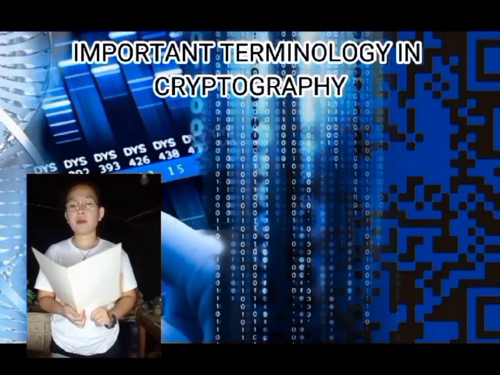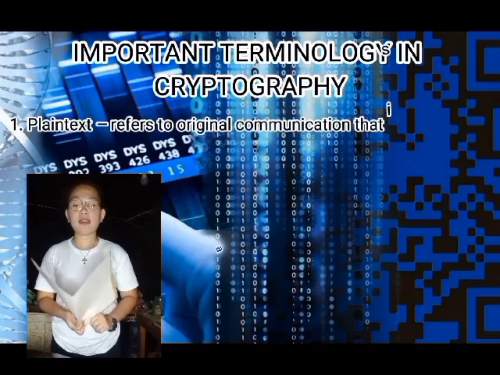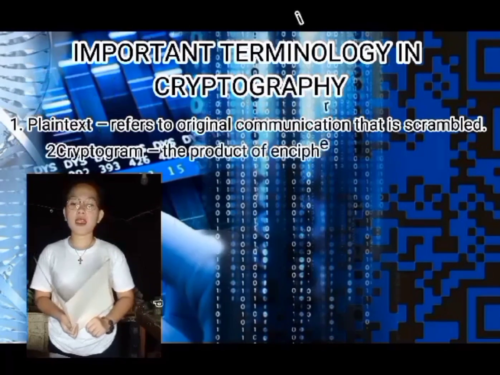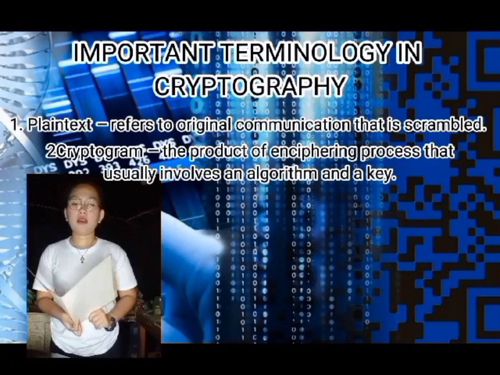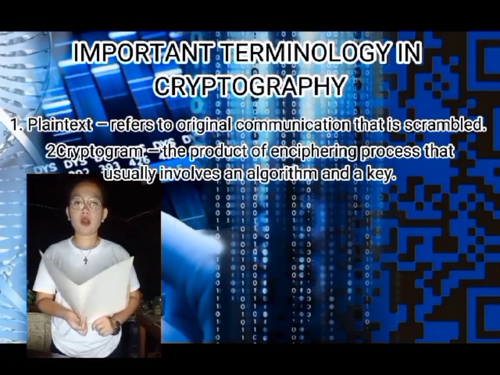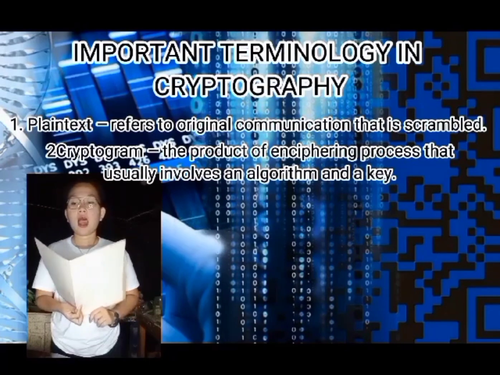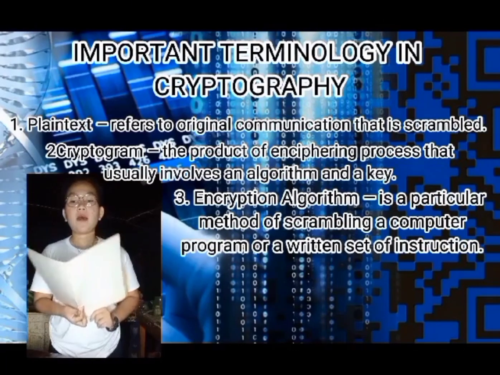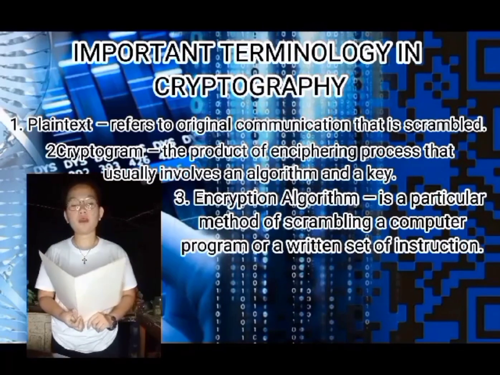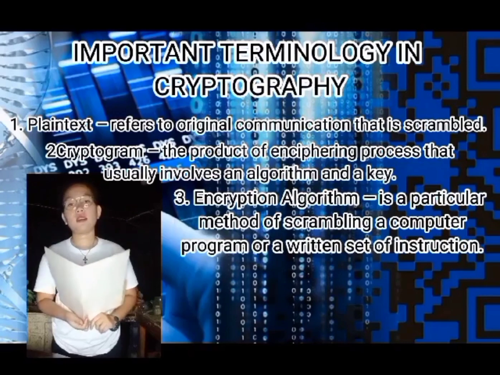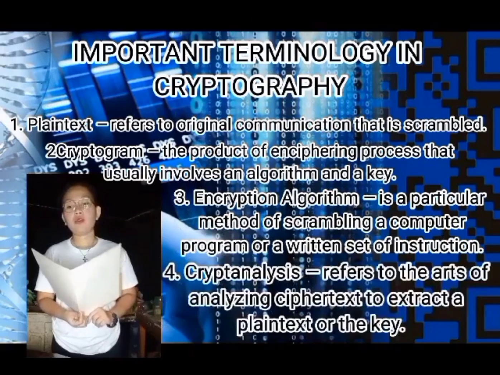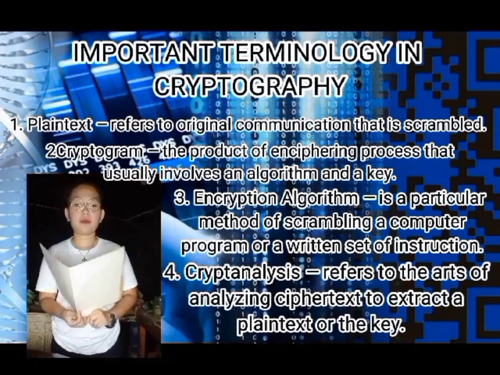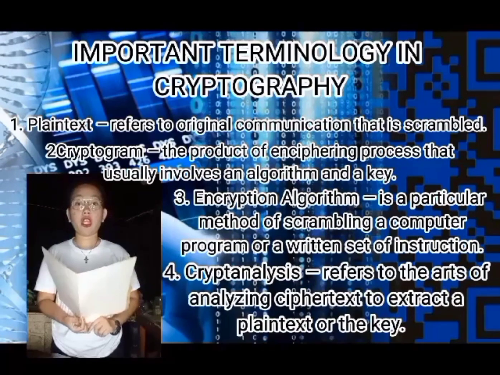Important terminology in cryptography. First is plain text. This refers to the original communication that is to be scrambled. Second is cryptogram, the product of the encryption process that usually involves an algorithm and a key. The third is the encryption algorithm. It is a particular method of scrambling, a computer program or a written set of instructions. The fourth is cryptanalysis. This refers to the art of analyzing cryptograms to extract the plain text or the key.